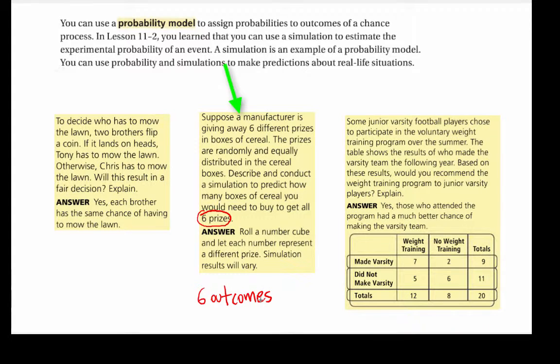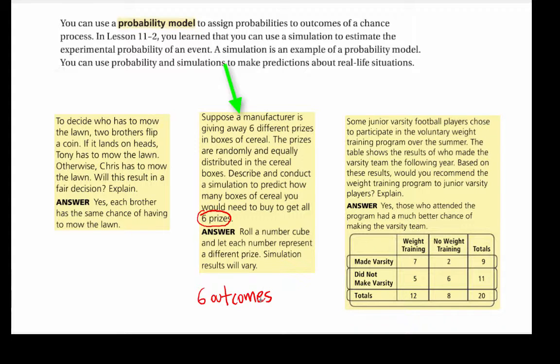Okay? So sometimes flipping coins is going to be appropriate, other times not appropriate. We need to think about what types of things can we do that have 6 equally likely outcomes. In this case, a number cube or a die, a standard die, would be the best choice because it has 6 sides, and all the sides are equally likely. So we could roll a number cube and let each number represent a different prize.